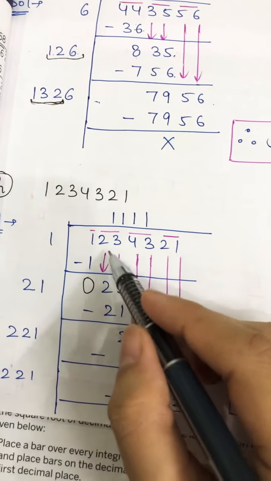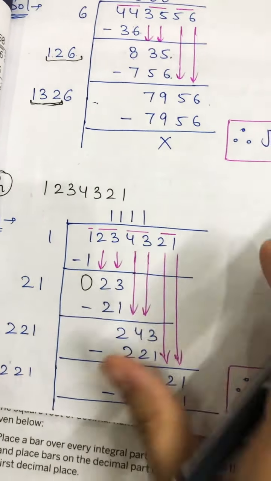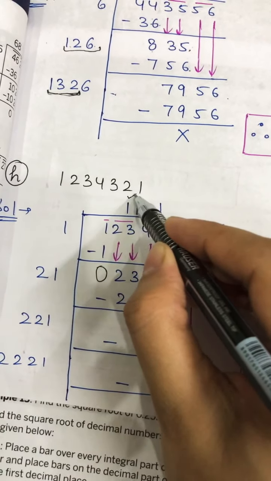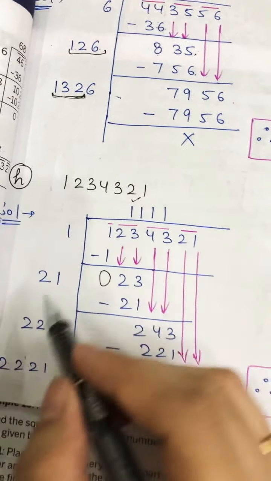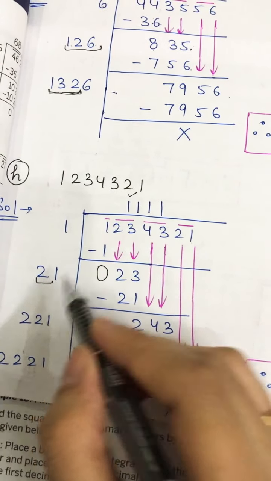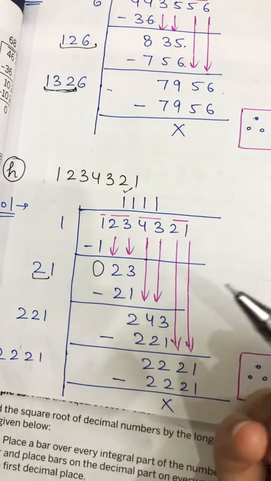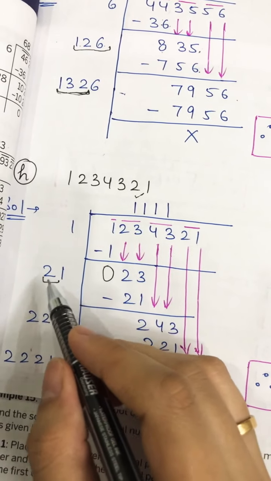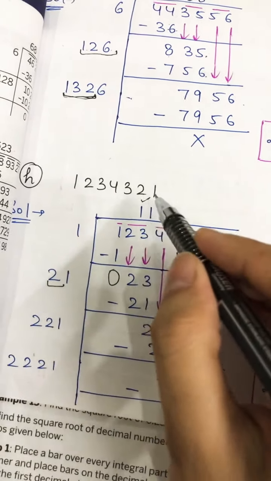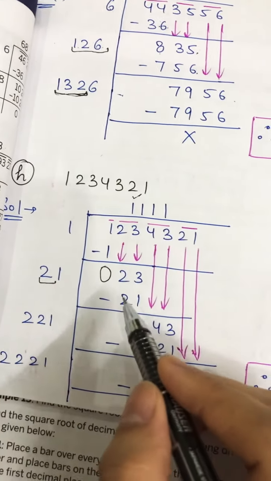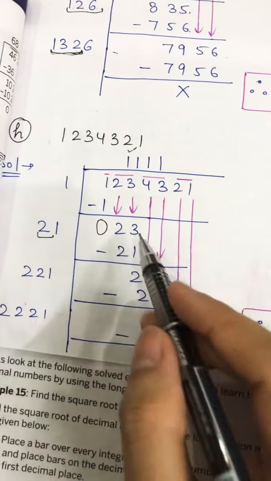Now take out 2 digits directly from here. Now 1 plus 1. You just have to add one digit from here. 1 plus 1 is 2. Now I'll multiply with which number so that I'll get 20 or a smaller number than 23? I'll multiply with 1, 21. If I write 1 here, then I have to write 1 here also. So 21 ones are 21, and the remainder is 2.